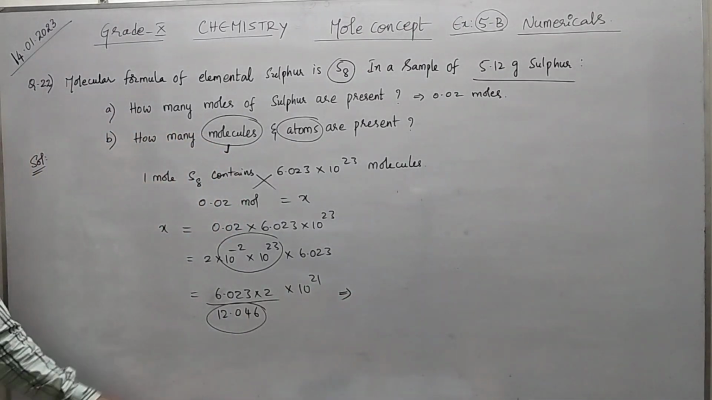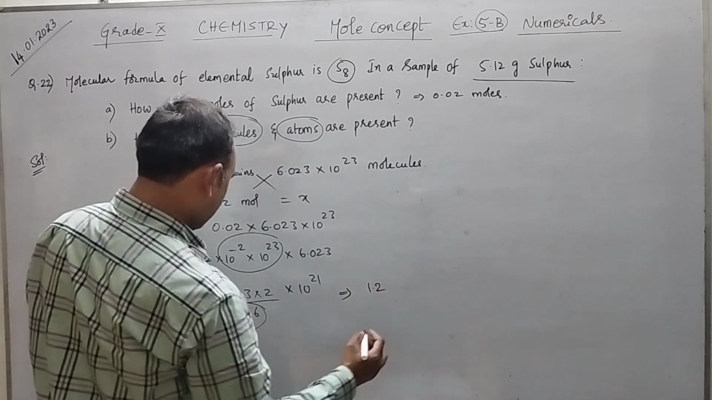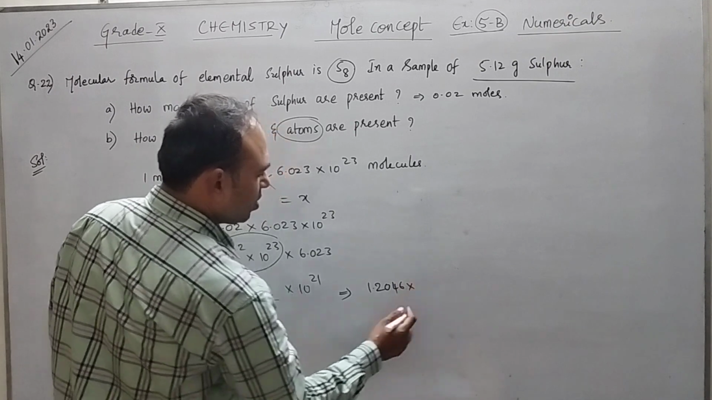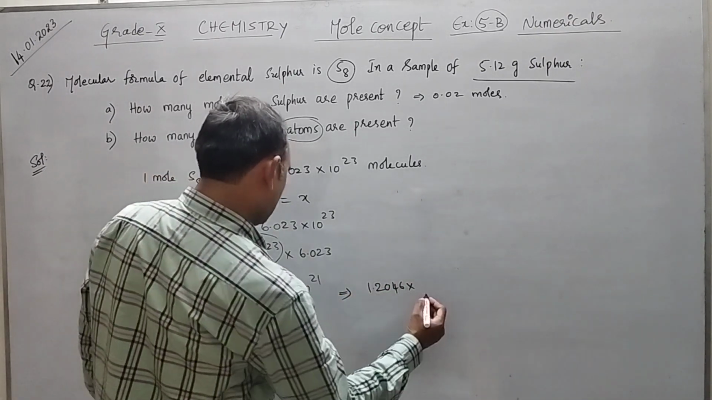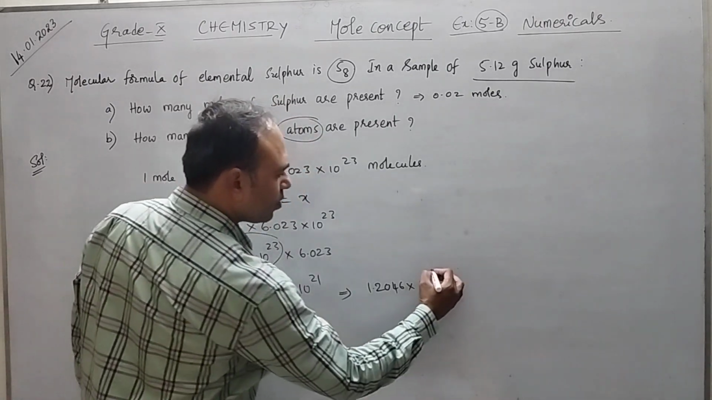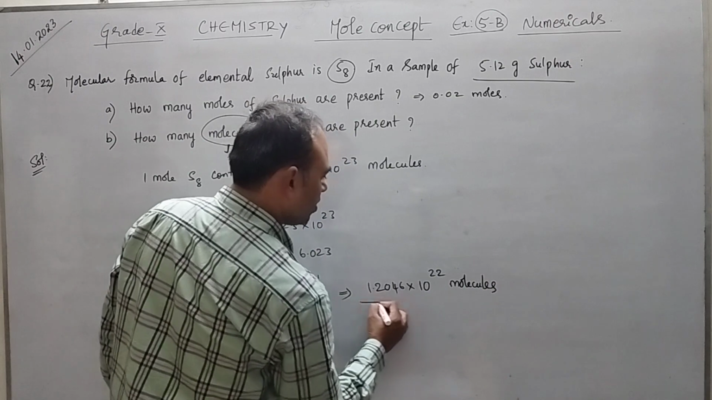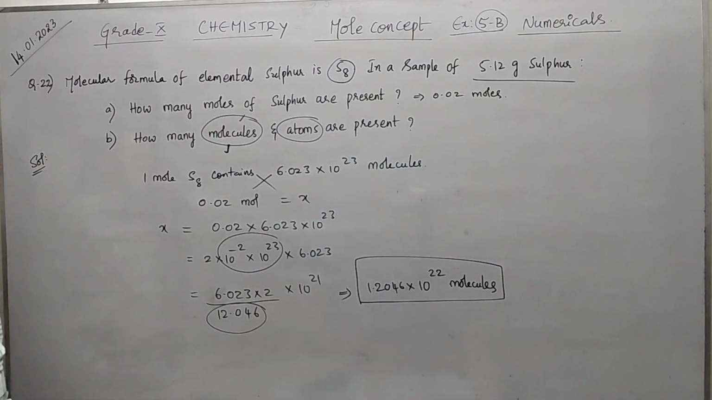To write in the scientific notation, I want 1.2. Therefore 1.204 you can take. This is the exact answer, 1.2046 into 10 to the power of 22 molecules. So this is your answer for molecules. Hope you have understood this.